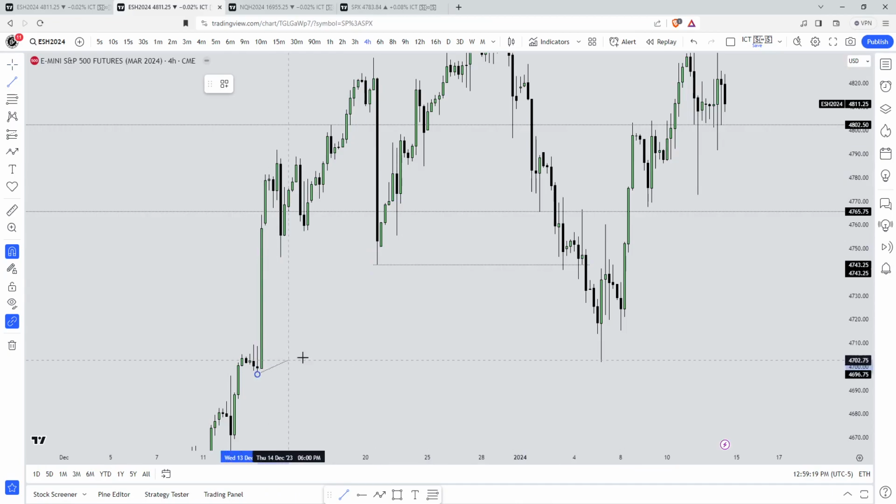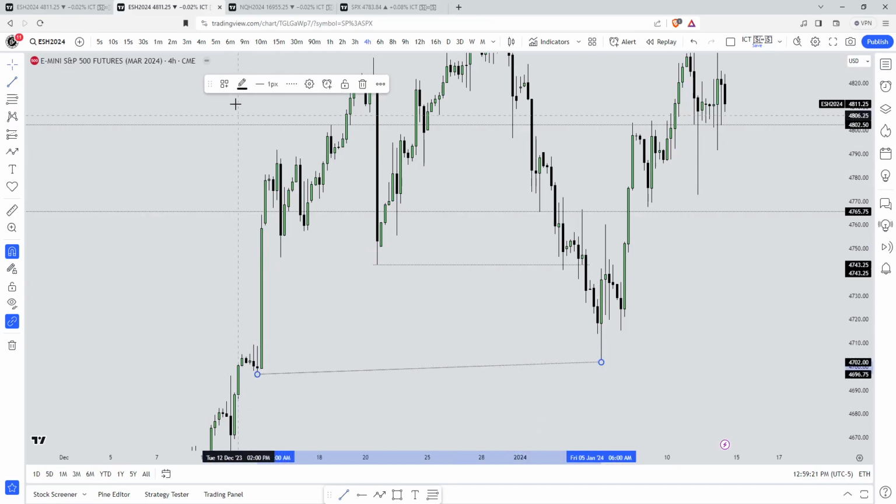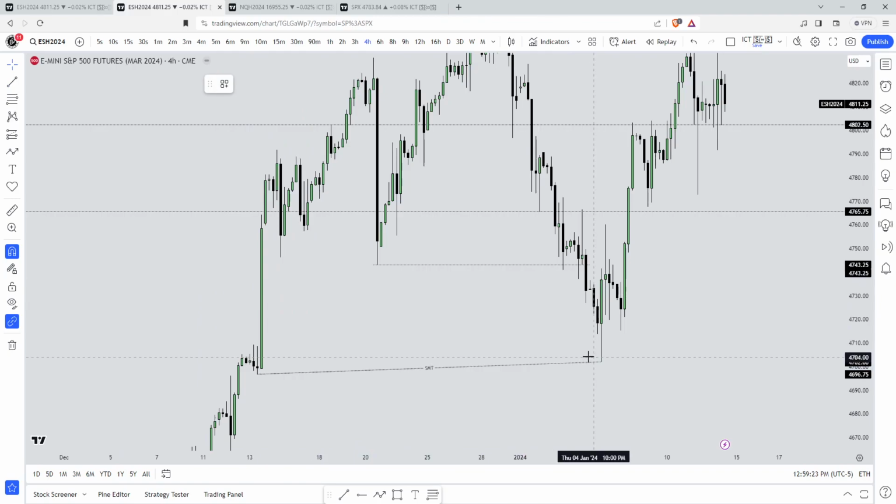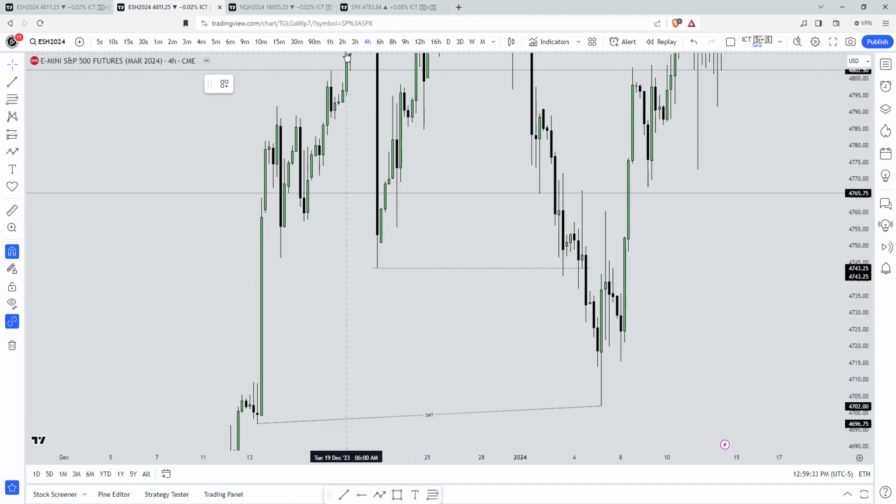We did have this previous low down here. Remember, NQ did take out that low, so it created SMT divergence. This is when ES makes a higher high, NQ doesn't make a higher high, it makes a lower low. Cracking correlation. Price starts to expand back higher.